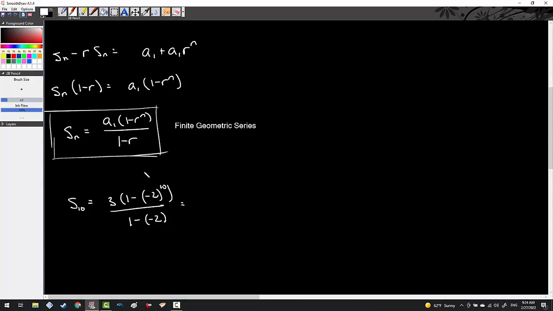And after some button pushing, I don't want to waste much time here. I got negative 1023 as the answer. So hopefully that makes a certain degree of sense right there. Again, I just punched it into a calculator, and that's all I did. Okay, so the finite geometric series is all good and dandy.